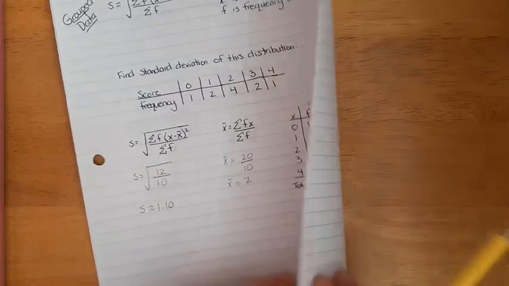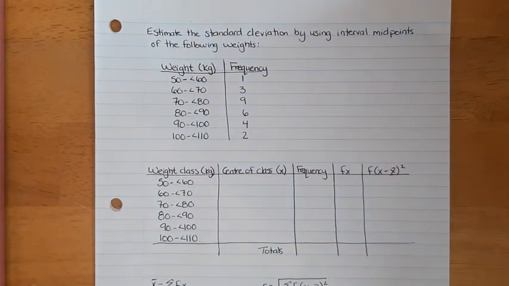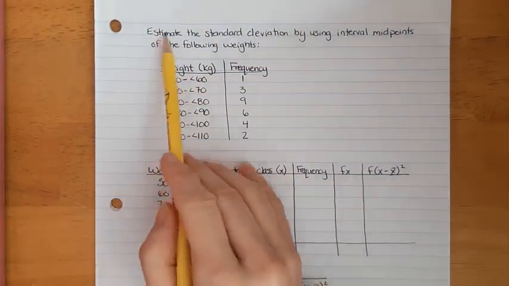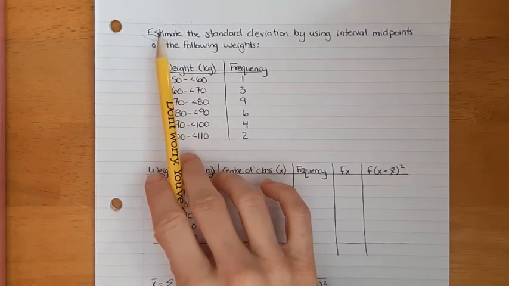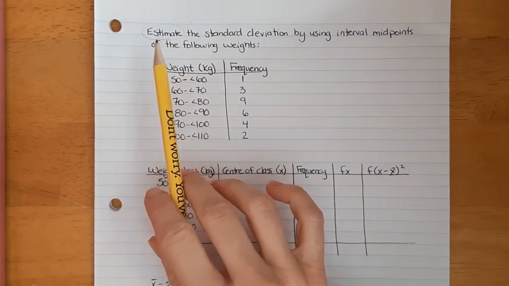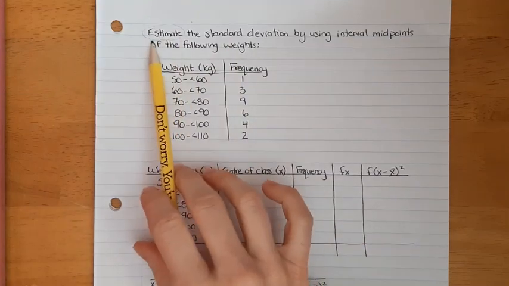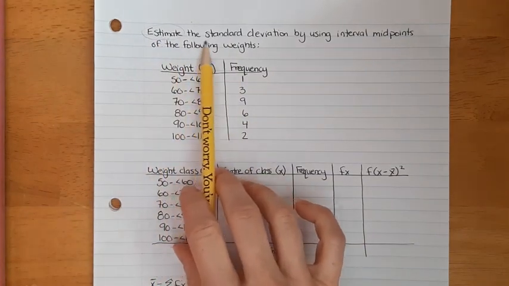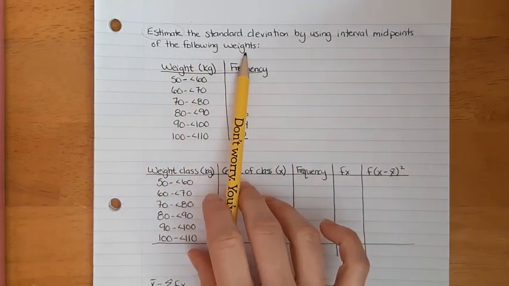So now I want to get to an example with categories, with intervals. The example that we're going to do here: estimate. Now this is an interesting word. All along we've been calculating, we've been finding. So now we're estimating, so you need to be able to read math and think, that's different. So what does that mean? Well, we'll get to that. Estimate the standard deviation by using interval midpoints of the following weights.